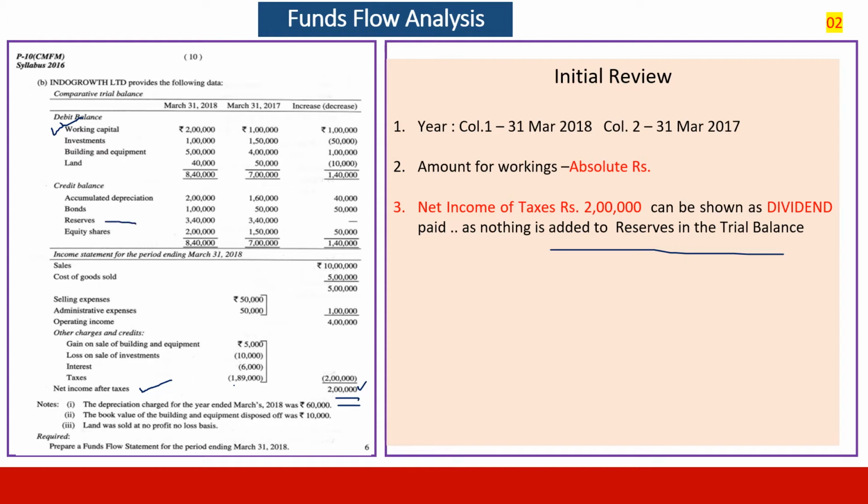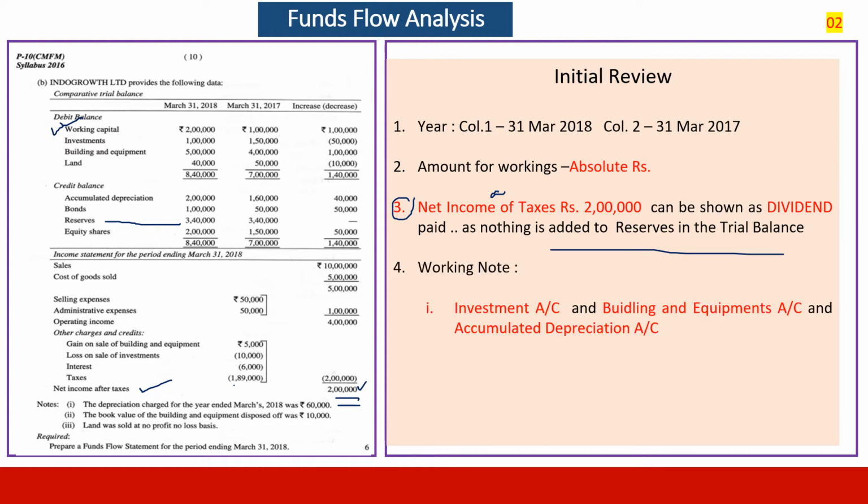If you look into this reserve of 3,40,000 to 3,40,000, it has not included anything pertaining to the profitability which we are showing, suggesting whatever profit was earned was distributed. Therefore, under point 3, net income after taxes can be shown as dividend paid, as nothing is added to reserves in the trial balance. That is one point. Working note: we need to prepare depreciation charged for the year ended was 60,000, fine.